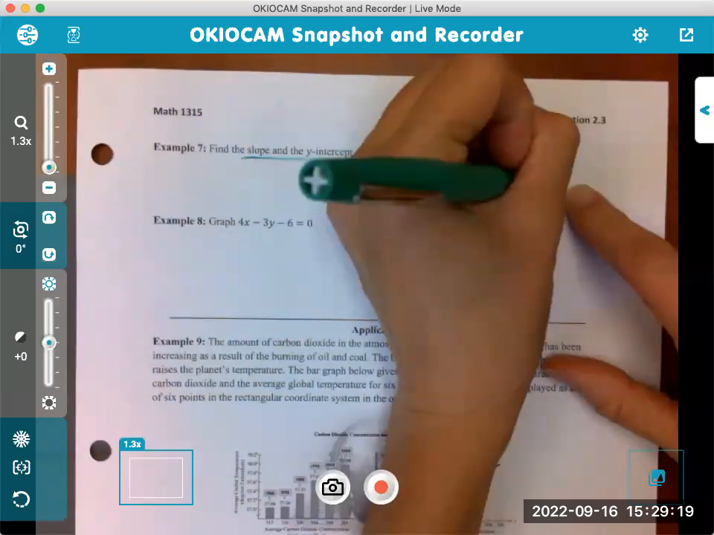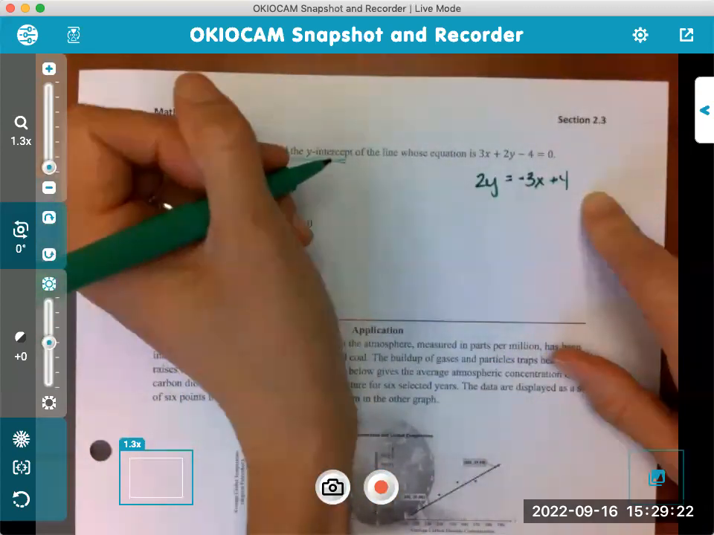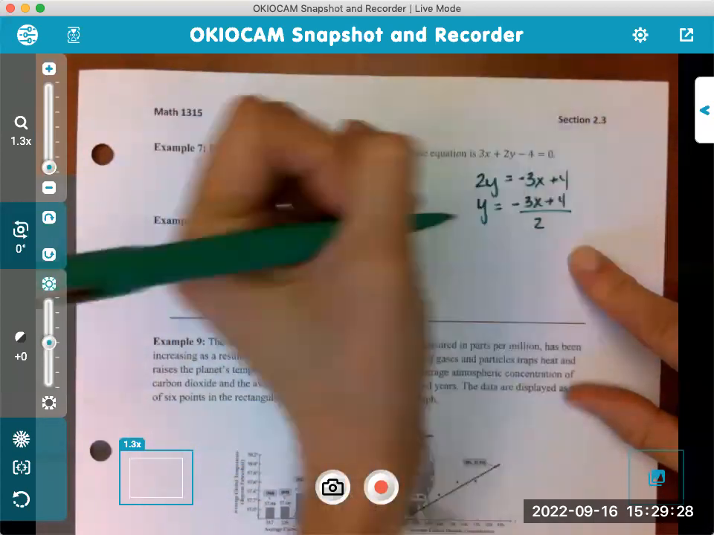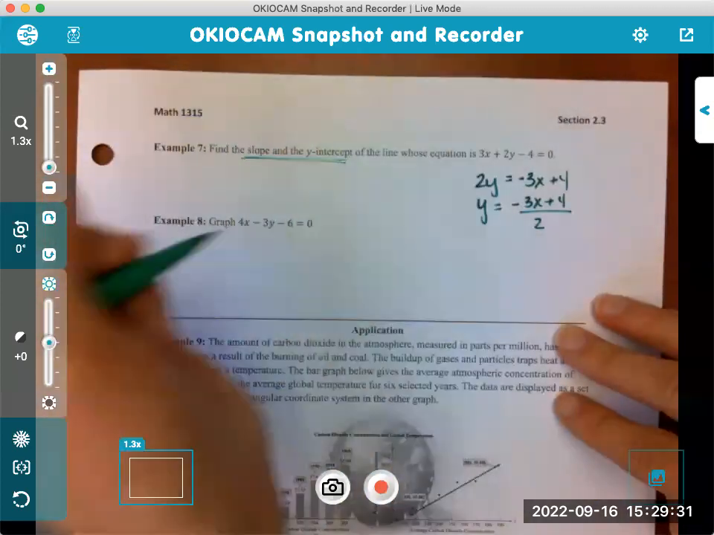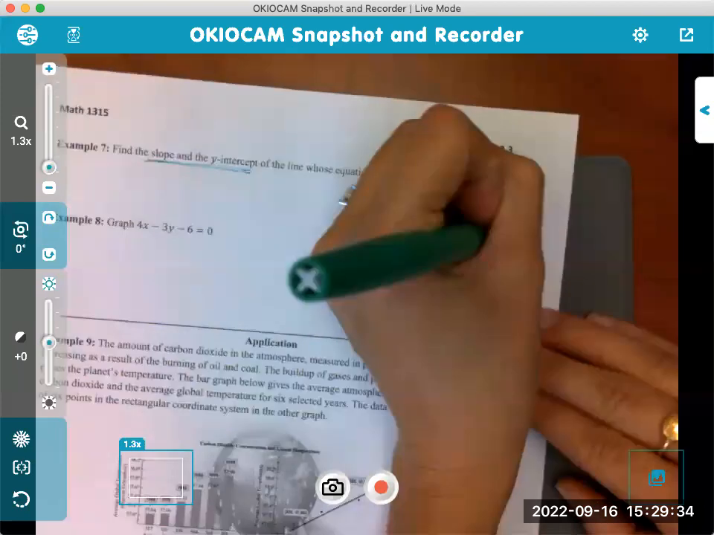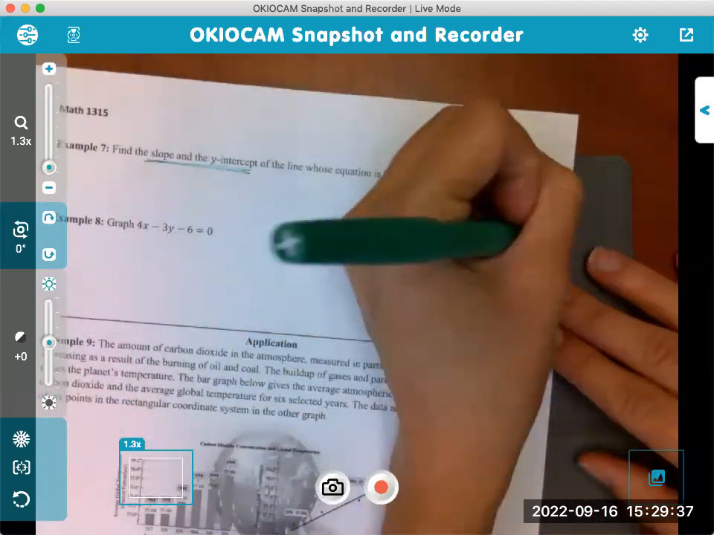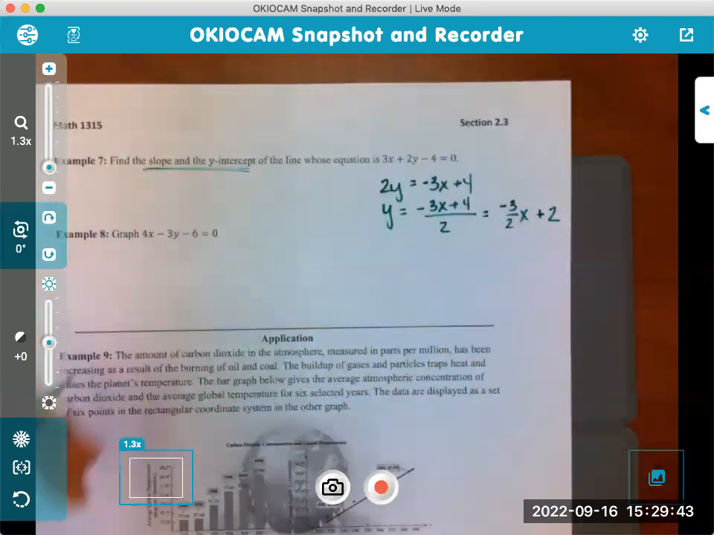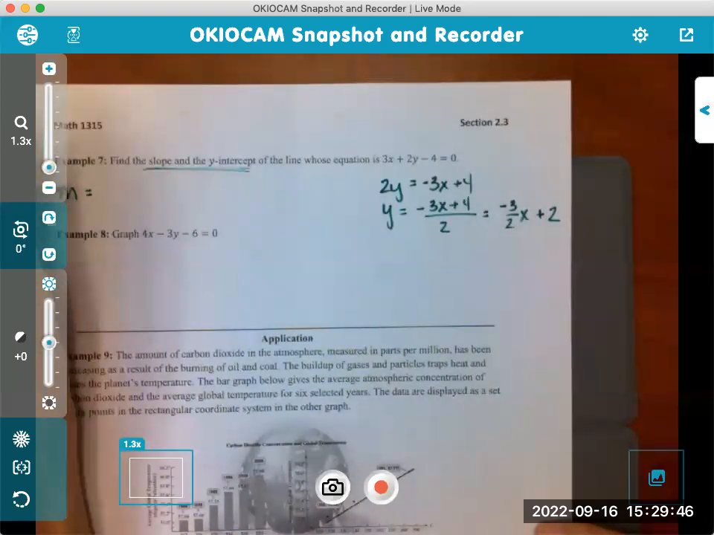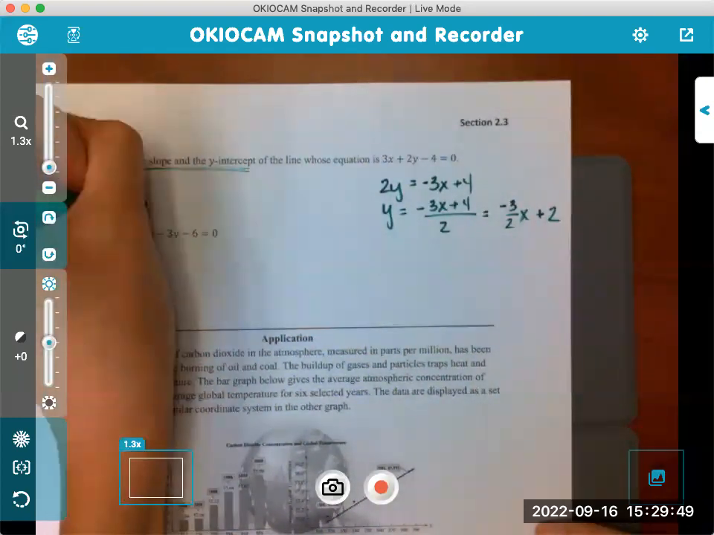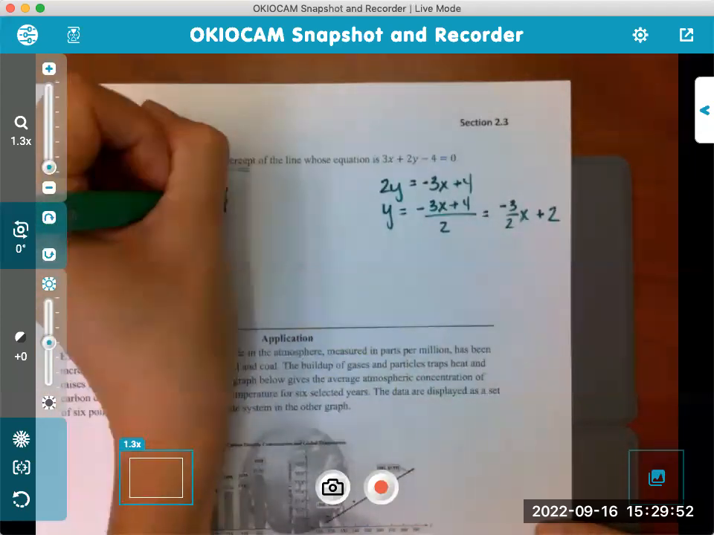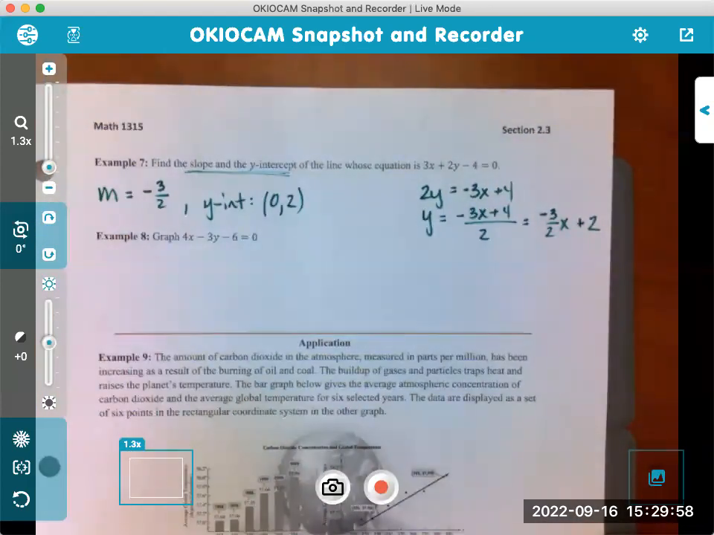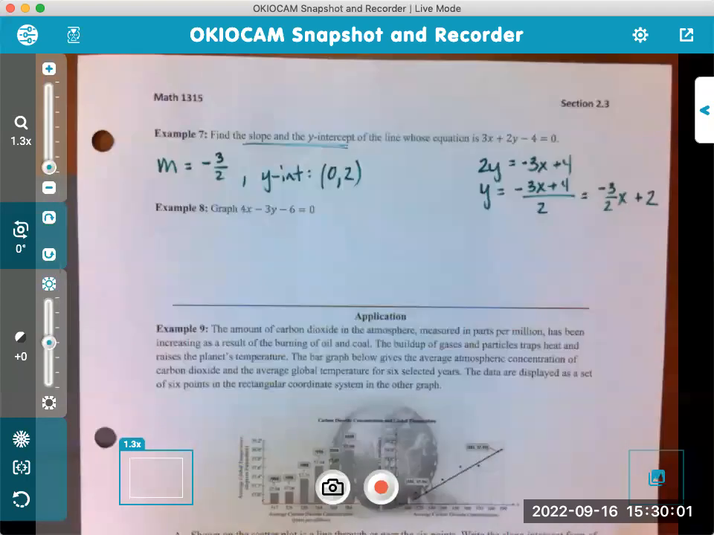So 2y equals negative 3x plus 4. And then I'm going to divide by 2. So y equals negative 3x plus 4 over 2. You can leave it like this, or you can split the denominator and say that this is negative 3 halves x plus 2. There you go. So now you tell me, what's the slope? Negative 3 halves. And what's the y-intercept? Whoop, (0, 2). I like to think you got that, so good job.